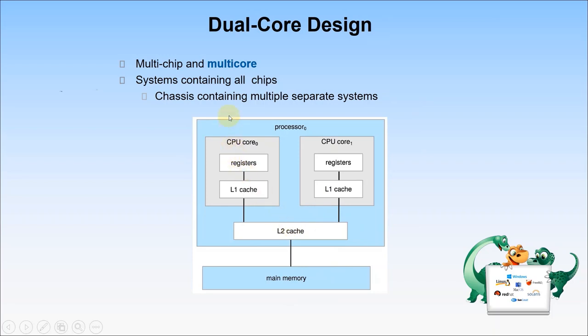How about the dual core design? So multi-chip and multi-core: systems containing multiple chips, or chassis containing multiple separate systems. Something like one physical processor virtually divided or having multiple cores. In this case, we've got dual core. CPU core 0 has its own registers and its own cache, and so does core 1. But they share an L2 cache leading to the main memory.